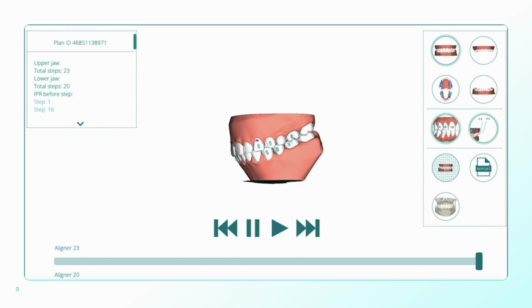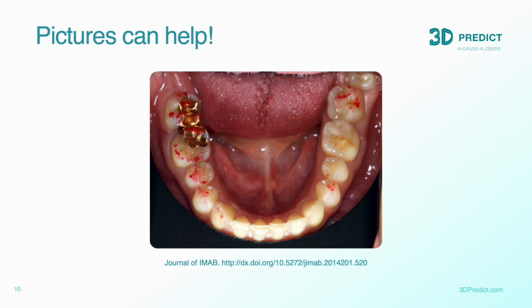We will always match the occlusion to the scans and the pictures. But if you want to have a point of confirmation, you can always take your intraoral pictures after asking the patient to tap on a horseshoe articulating paper. This way you can check those occlusal contacts match the ones we show you on the 3D plan.